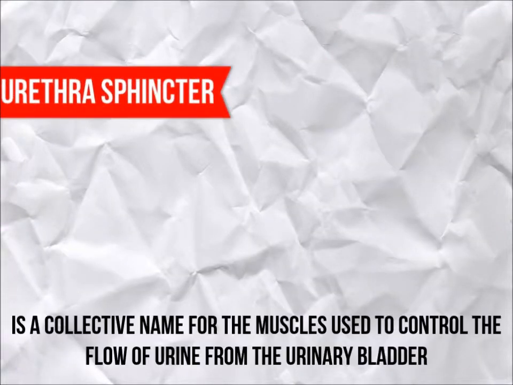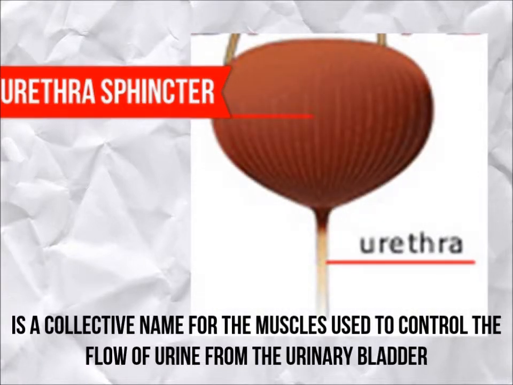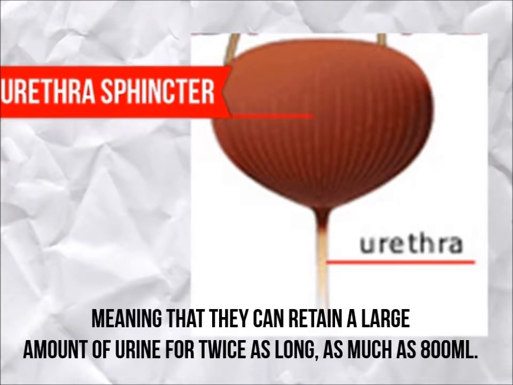The urethral sphincter is a collective name for the muscles used to control the flow of urine from the urine bladder. Males have stronger sphincters than females, meaning that they can retain a large amount of urine for twice as long, as much as 800 ml.